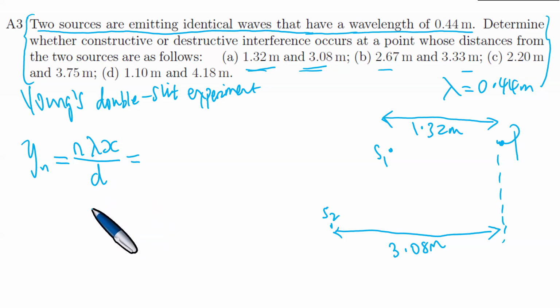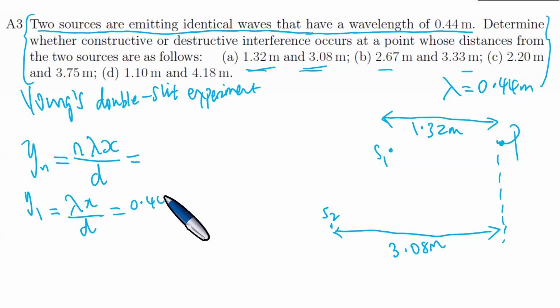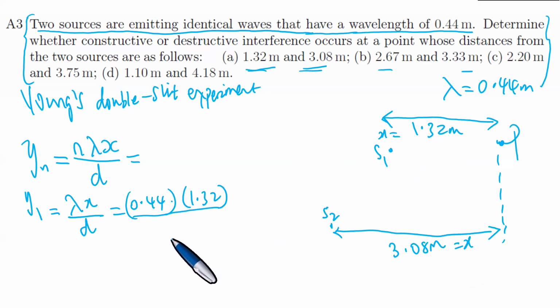So if you are to look at it, for instance, from the Y1 would be lambda x over d. The wavelength is 0.44 meters. Okay, and then we're also using the distance. So there are a couple of distances, like there's 1.32. It's one of the distances, because we call this distance x. So there's like x1, x2. Then you're gonna have that is the distance. And then you would have d.